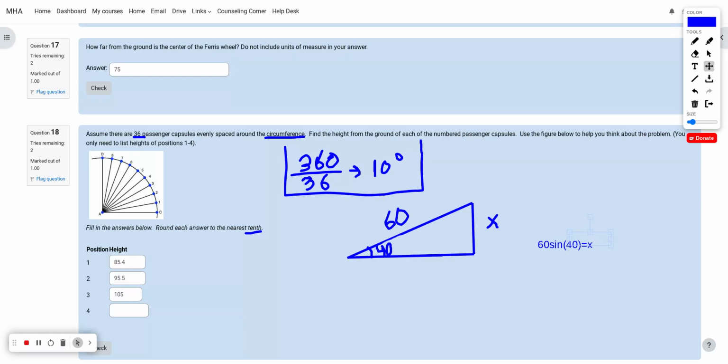So now that's 60 sine of 40 is equal to 38.5672568, which we round to the nearest tenth, 38.6. So then 38.6 plus 75 is 113.6.